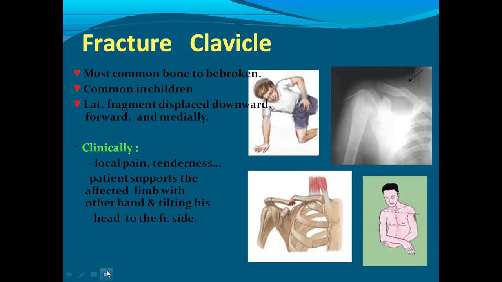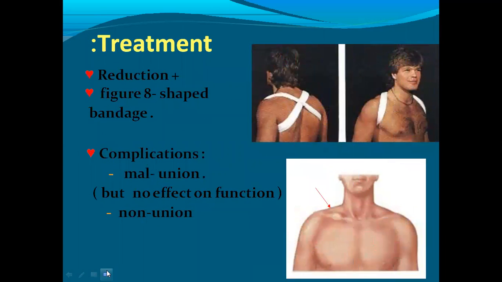The symptoms present in the fracture of the clavicle are local pain and tenderness. The patient supports the affected limb with the other hand and tilts his head to the front side, which is evident in the picture. Treatment is surgical, that is reduction, or conservative, that is a figure of eight shaped bandage. The complication is usually malunion, which is visible here.